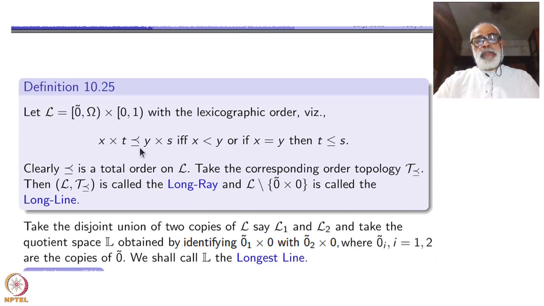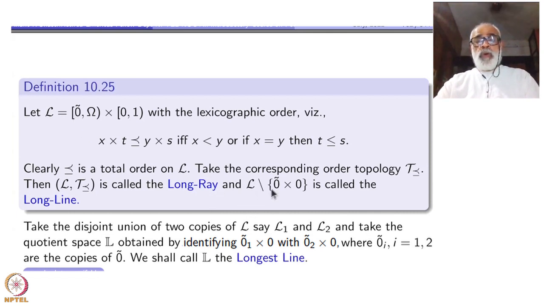So clearly, if you define it like this, this is a total order on L. Because if you have two elements here, first you can compare x and y. Okay, if x is less than y, you arrange them first of all. Then if they are equal, you go for the second one, that is all. So it is always a total order, no problem, because both of them are total orders. Take the corresponding order topology as we have defined earlier by taking left trace and right trace, right? Then this L comma tau, with less than or equal to, is called the long ray, because there is a closed part here, so it is a long ray.